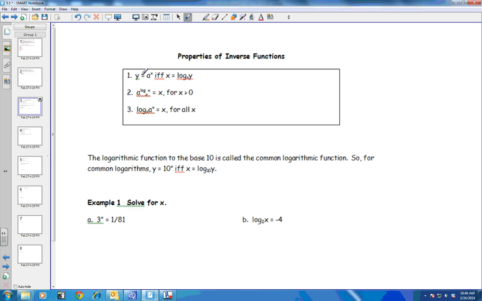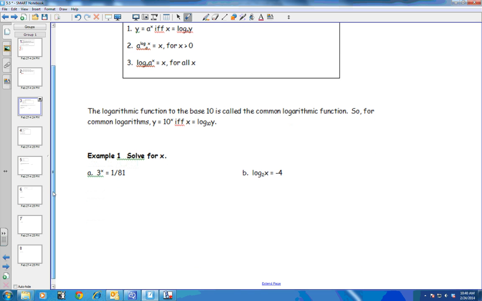And again, here are just some properties of inverse functions, so just different ways to write our logarithms, one in exponential form, one in logarithmic form. The logarithmic function to the base 10, that's our common log. So we have natural log when our base is e, and common log when the base is 10. Common log is used when our base is 10. Natural log is used when our base is e.